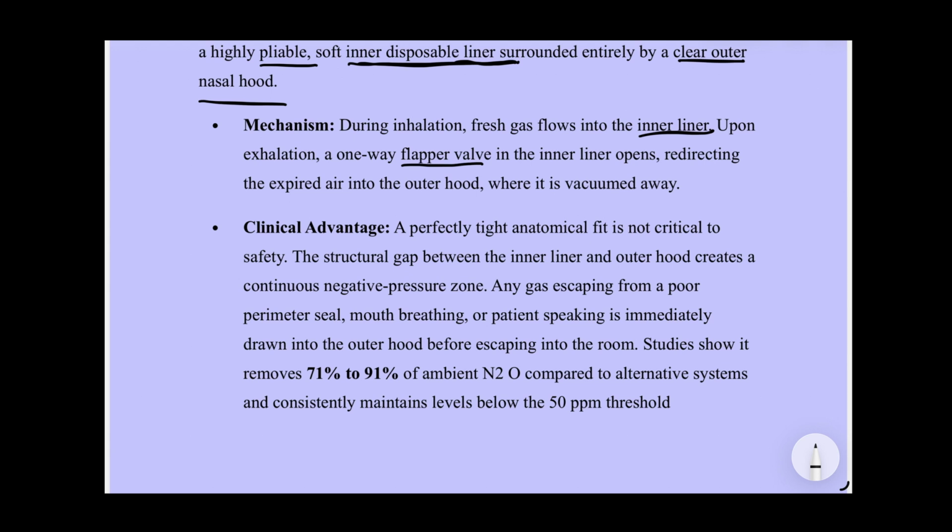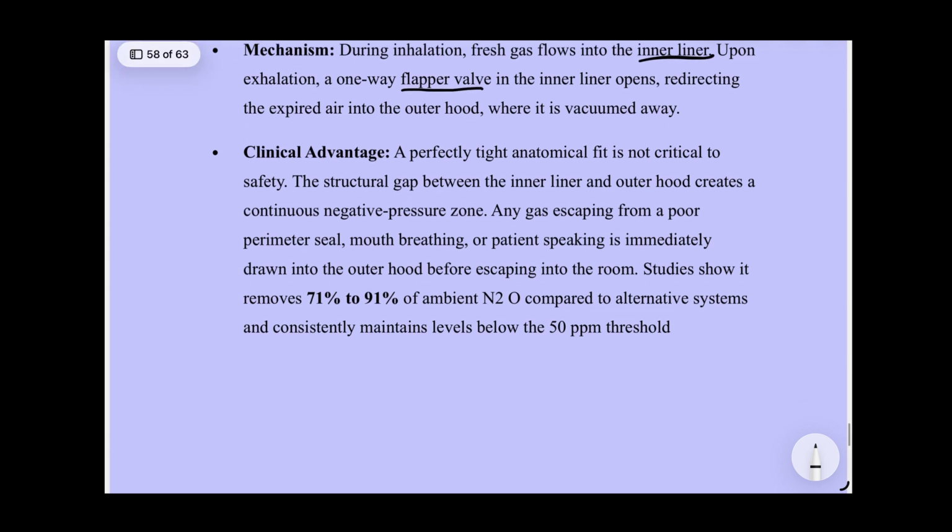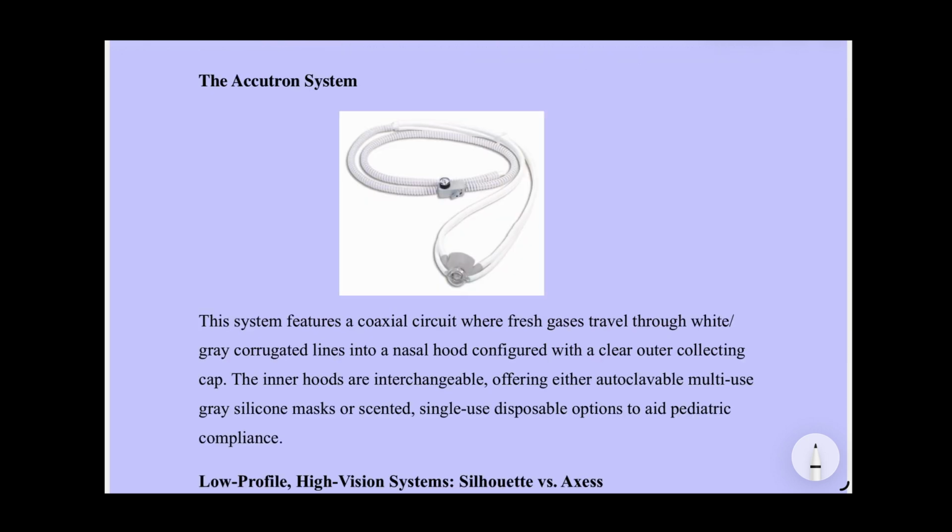The structural gap between the inner liner and the outer hood creates a continuous negative pressure zone. Any gas escaping from a poor perimeter seal, mouth breathing or patient speaking is immediately drawn into the outer hood before escaping into the room. Studies show it removes 71 to 91% of ambient nitrous oxide compared to alternative systems and consistently maintains levels below the 50 ppm threshold. The Acutron system.